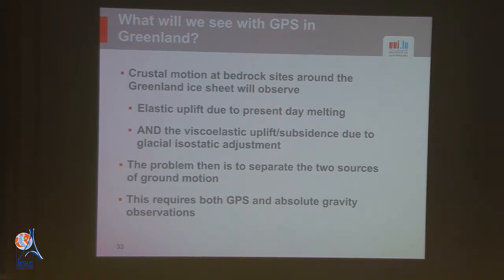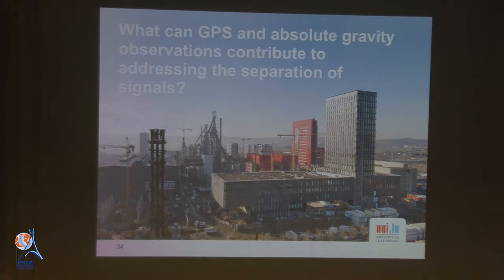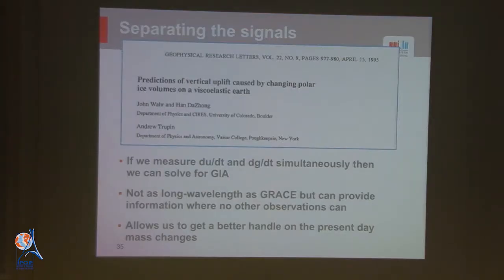It turns out that you can't just use GPS alone to separate the signals. There's a theory that allows us to combine GPS with absolute gravity that allows us to separate GIA from the signal that would be due to present day melting. Okay, so now I'm going to jump into the theory. You see, I'm already at slide 35.